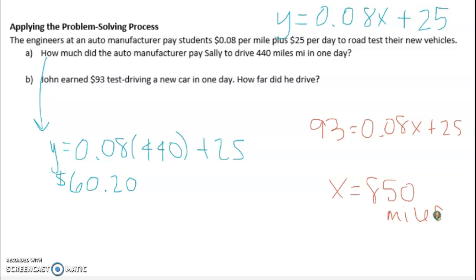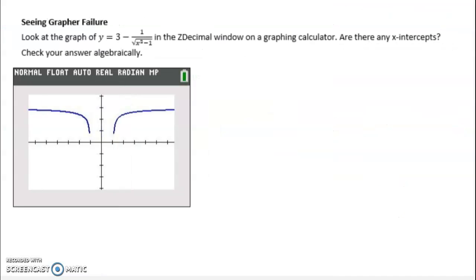The next two problems, we are actually going to look at just some issues with using our graphing calculator. So on this one, it says look at the graph of y equals 3 minus the fraction 1 over the square root of x squared minus 1 in the ZDecimal window on a graphing calculator. So graph it and then hit zoom, and you should see ZDecimal is an option. I have included that graph here so you can see what it looks like. According to this graph, I'd say no, there's not any x-intercepts.